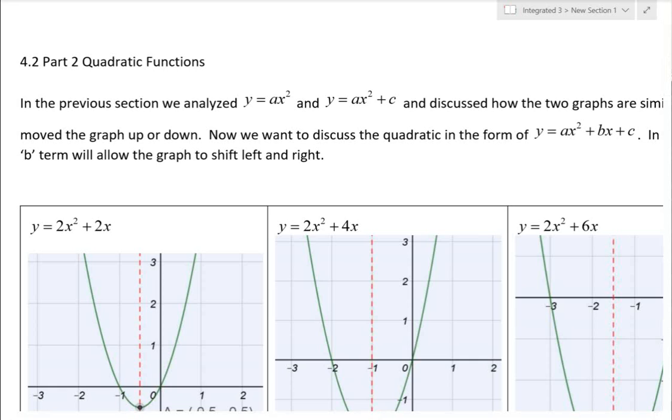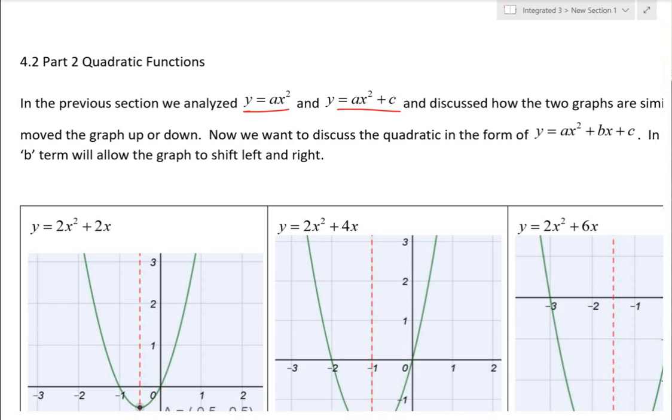We were talking the last couple of days about how we can graph certain quadratic functions. They were of this form here, that one and that one. Where the vertex is always on the y-axis, and the y-axis is always the axis of symmetry.